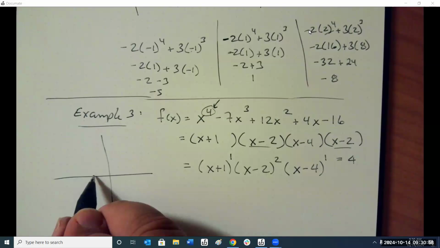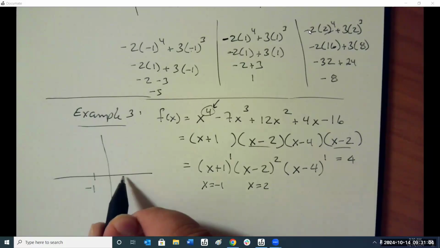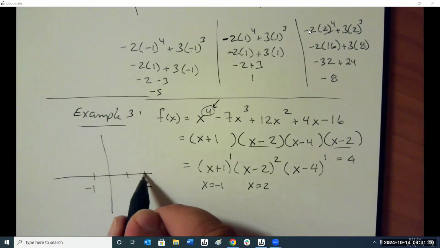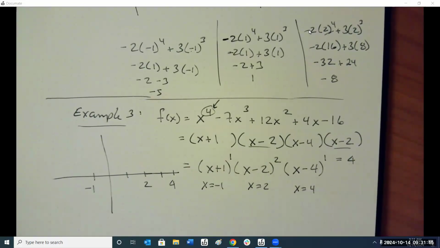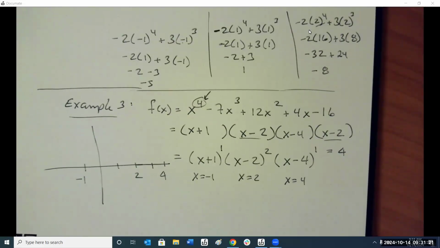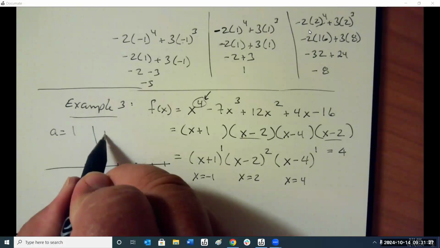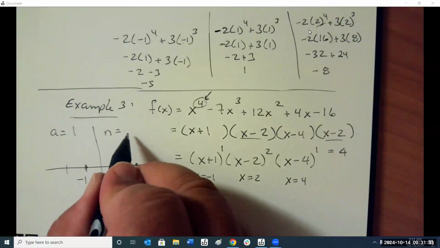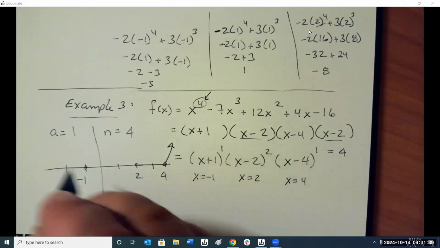So our x-intercepts are going to be -1, x equals 2, and x equals +4. Our a value is positive, +1, with an even n, so both ends will be going up. Exactly. So at the endpoints, we know that they both go up.